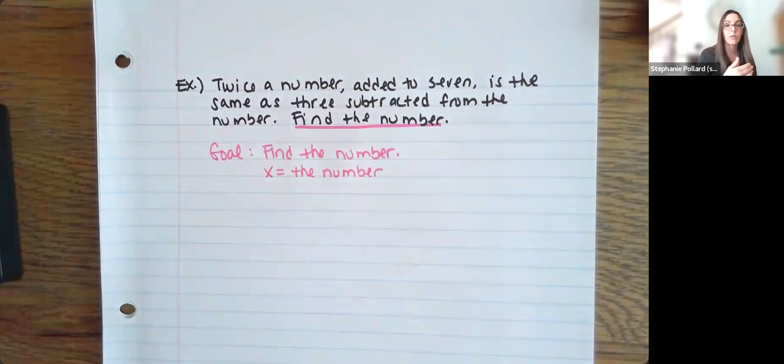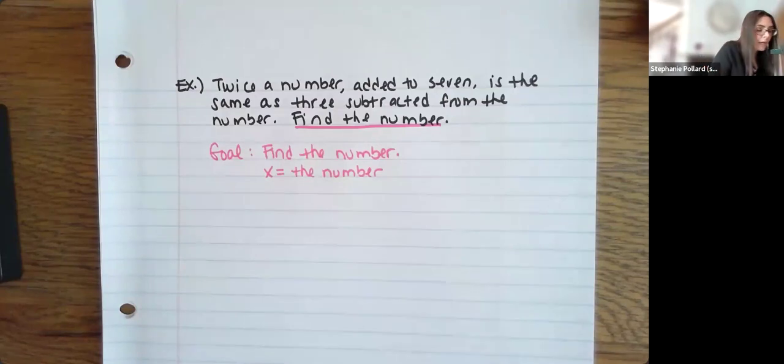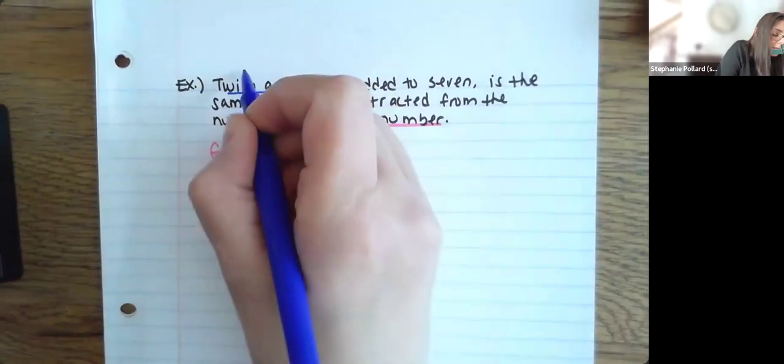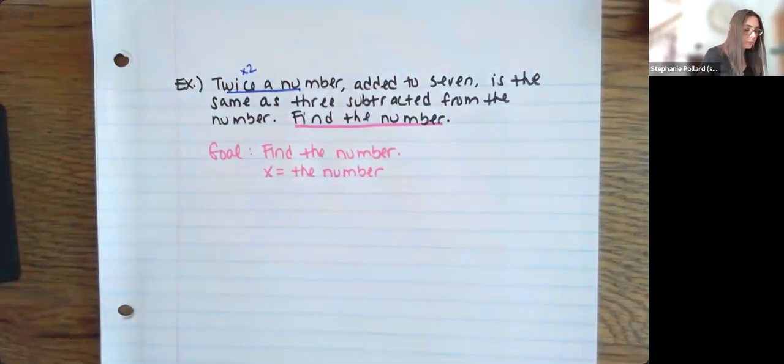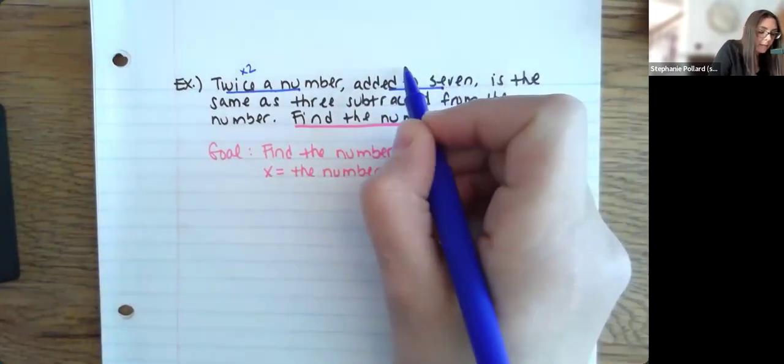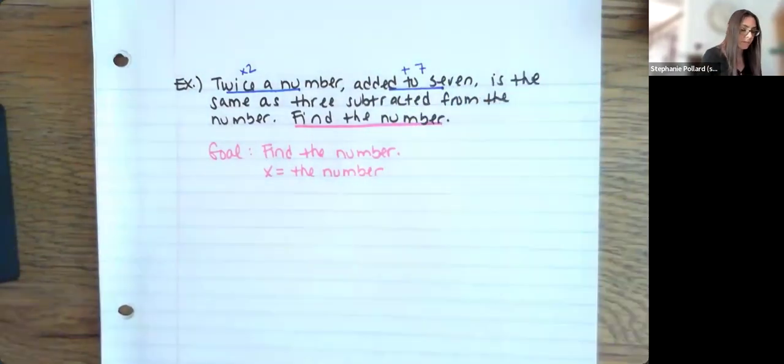And I can also read through again, do some highlighting, take some notes, whatever you find helpful here. So I do see a lot of keywords as well. I see twice a number, and twice, remember, means that you're multiplying that by 2. I see added to 7, so I'm looking at something being added with 7.